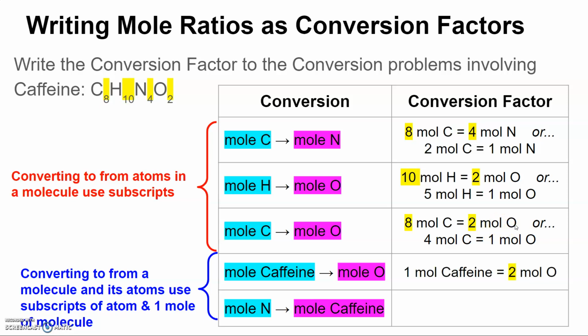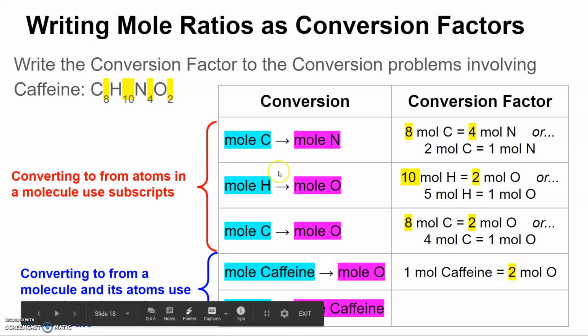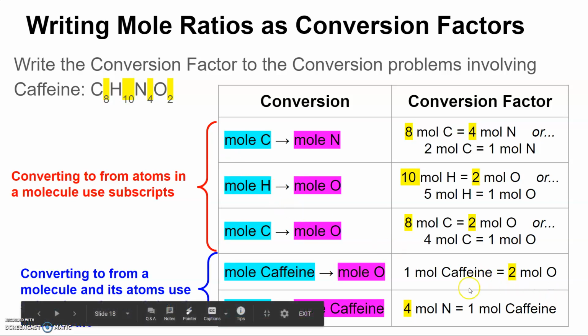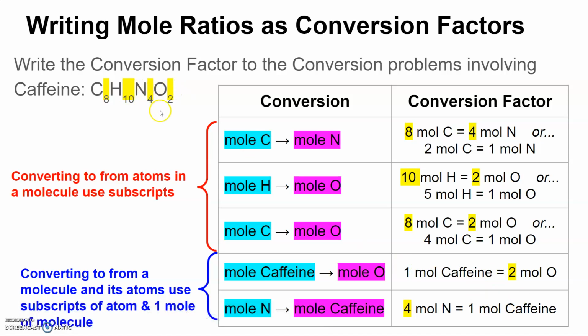All right, so for caffeine and oxygen, remember the molecule is set equal to 1 mole, so I have 1 mole of caffeine, and then I would use the subscript, 2 moles of oxygen. So if you have 1 mole of caffeine, you're going to have 2 moles of oxygen in that sample. Likewise, if you're converting from moles of nitrogen to moles of caffeine, once again, the molecule will be set equal to 1 mole, so there'll be 1 mole of the entire caffeine molecule, but I would use the subscripts for the atom, because in 1 mole of caffeine, there are 4 moles of nitrogen.